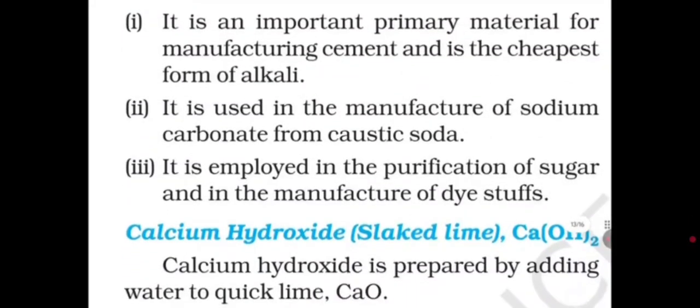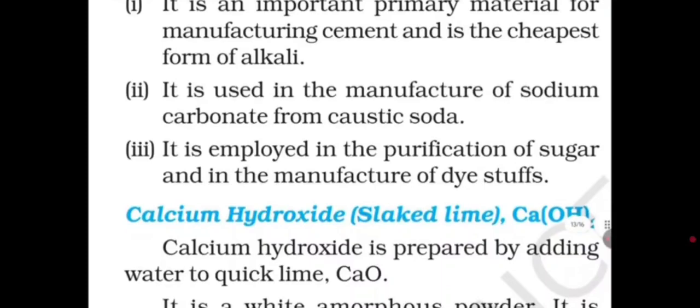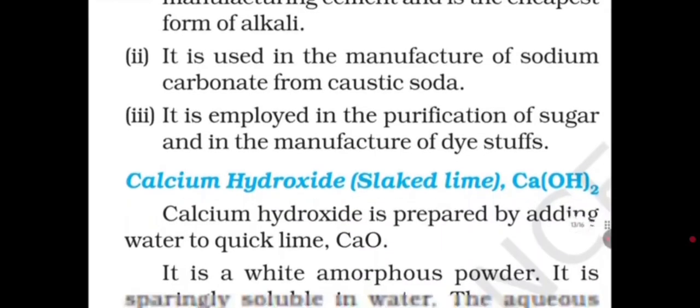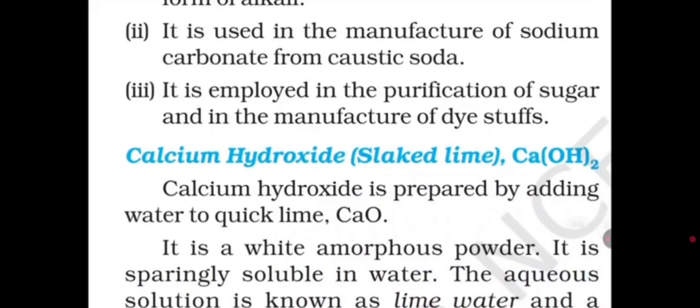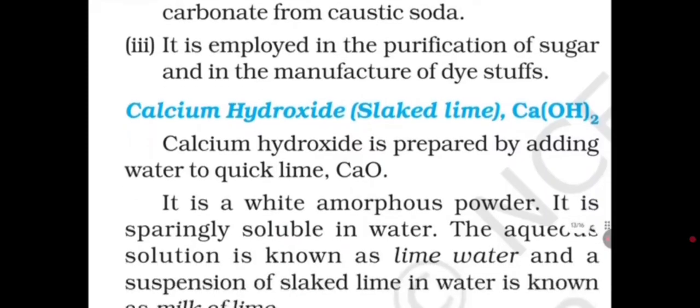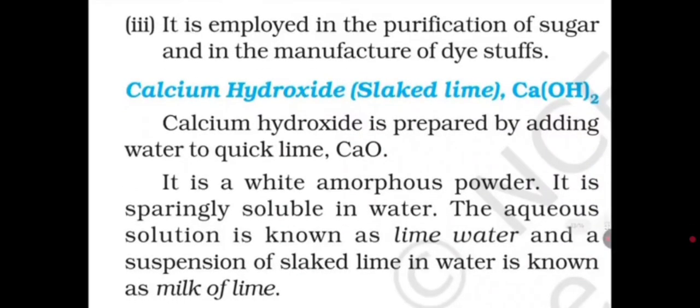Uses: it is an important primary material for manufacturing cement and is the cheapest form of alkali. Secondly, it is used in the manufacture of sodium carbonate from caustic soda. Thirdly, it is employed in the purification of sugars and in the manufacture of dyestuffs.